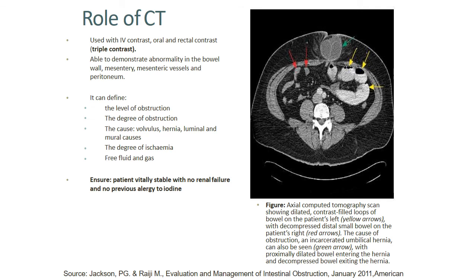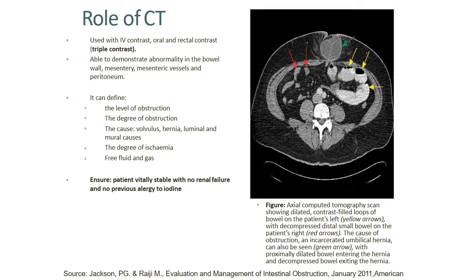The role of CT, especially with IV, oral and rectal contrast, is very important. With this triple contrast, CT can demonstrate the abnormality in the bowel wall, mesenteric vessels, and peritoneum. It can also define the level of obstruction, the degree of obstruction, the cause of obstruction, the degree of ischemia, and free fluid and gas. Before shifting the patient to the CT room, please ensure that your patient is hemodynamically stable with no renal failure and no previous allergy to iodine.